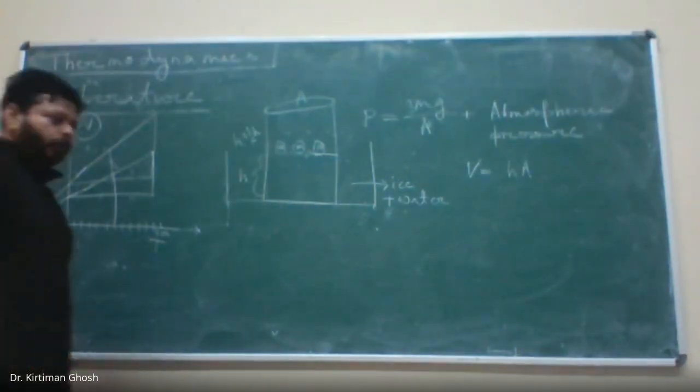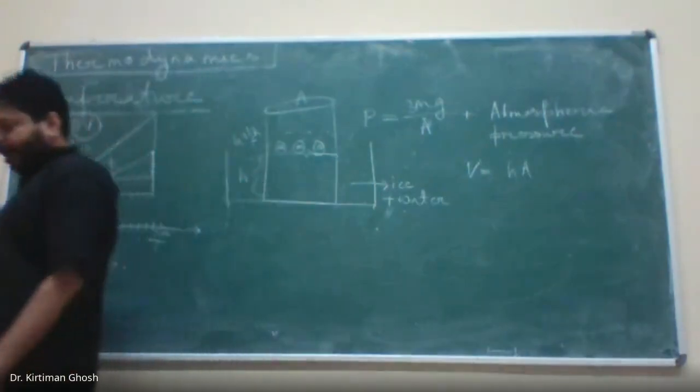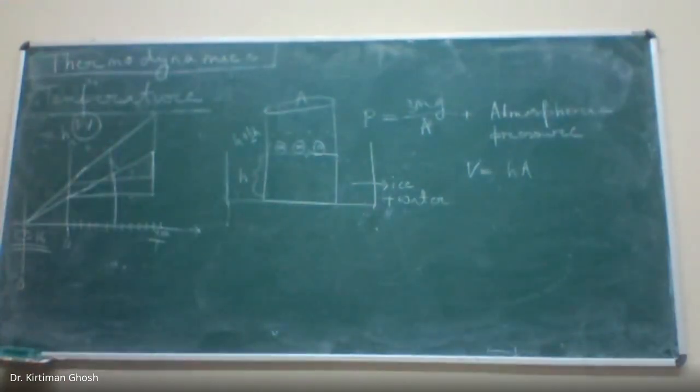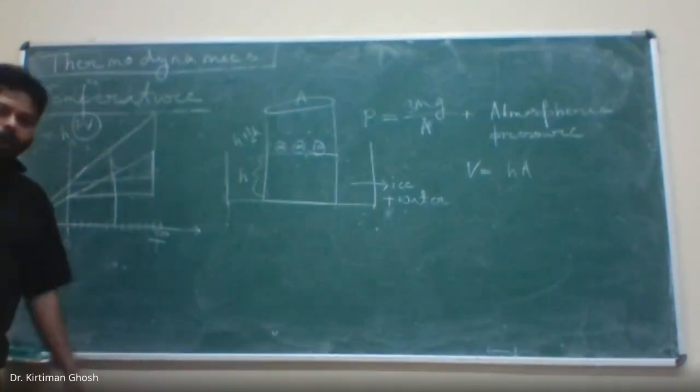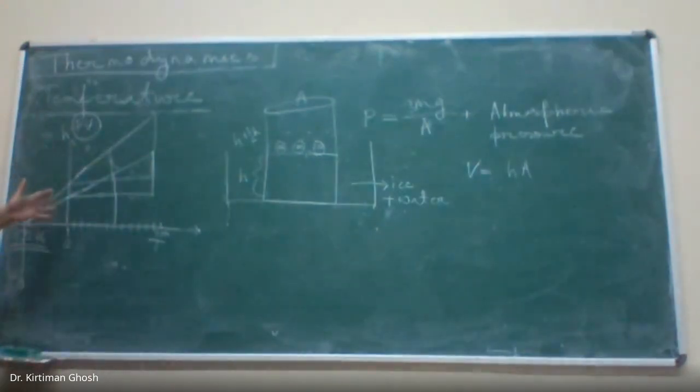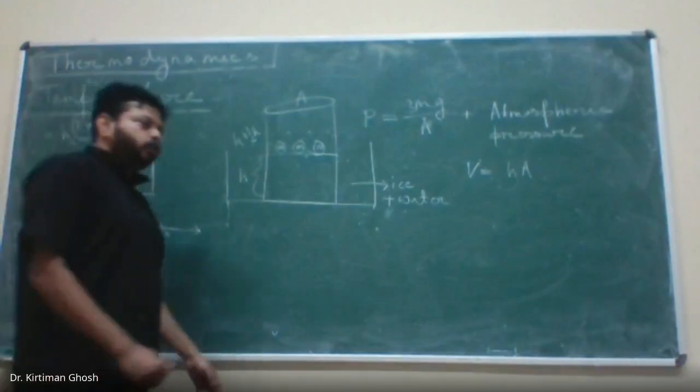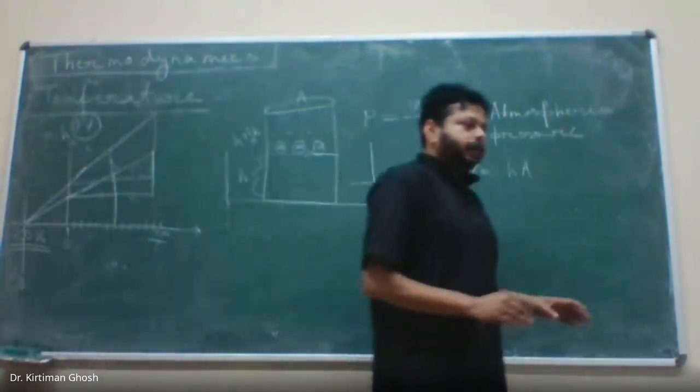Next, you need another point. In order to have a good calibration, you need another point. That point could be the melting point of ice and boiling point of water. But as I told you, all these points have some arbitrariness, and our objective will be to remove all possible arbitrariness from the definition.